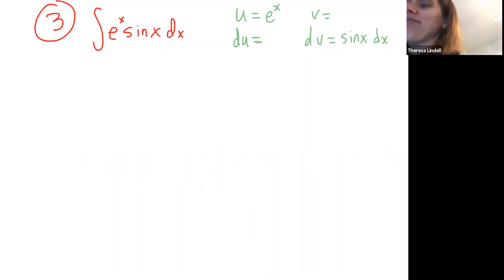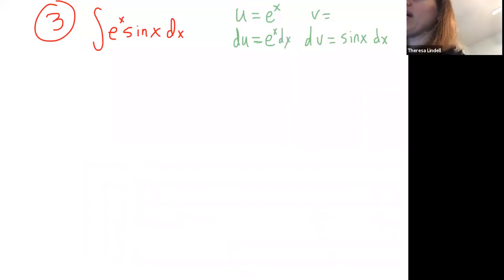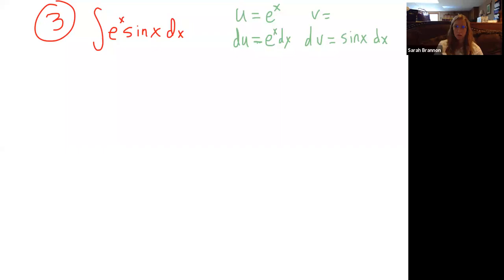Everybody, what's du if u is e to the x? dx, e to the x dx. Nice. And then backwards from sine x is negative cosine x.